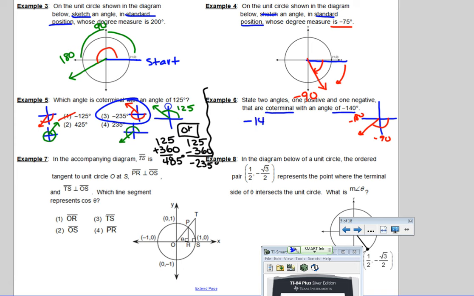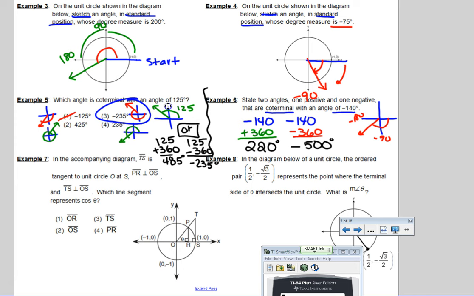Well, if I think circles again, I can either add a full circle forward, or I can subtract a full circle back. And the coterminal angles are, let's see, positive 220 or negative 500. All of those angles will all land in the same spot.